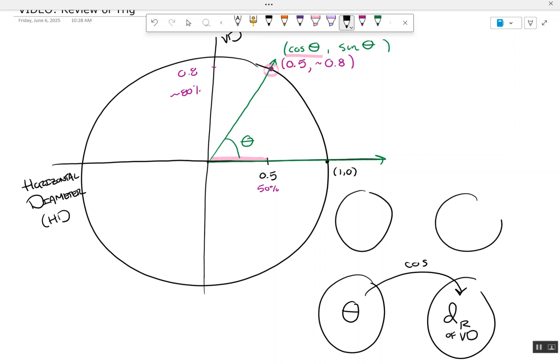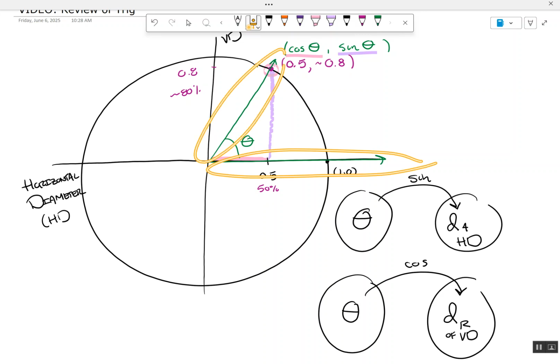Sine is a function that takes in an angle measure, and it tells me how far above the horizontal diameter my point is. Sine tells me the distance above the horizontal diameter. So looking back at this diagram, we see here that we have this green ray. This one is the initial ray. This one is the terminal ray.